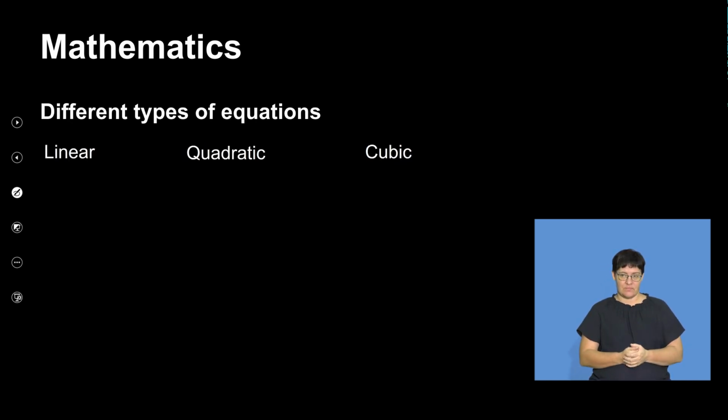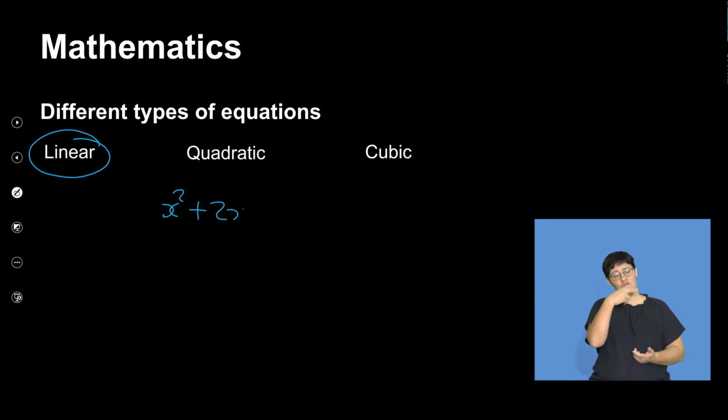Now, the different types of equations that I just want to show you. Linear will be the one that I just showed you now. So let me show you. A quadratic equation can be x² + 2x = 3, right?